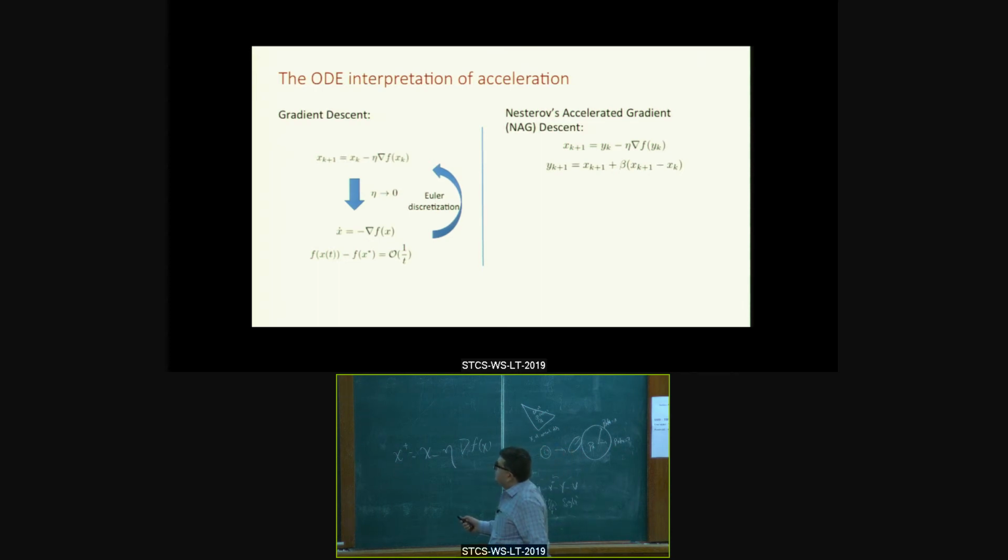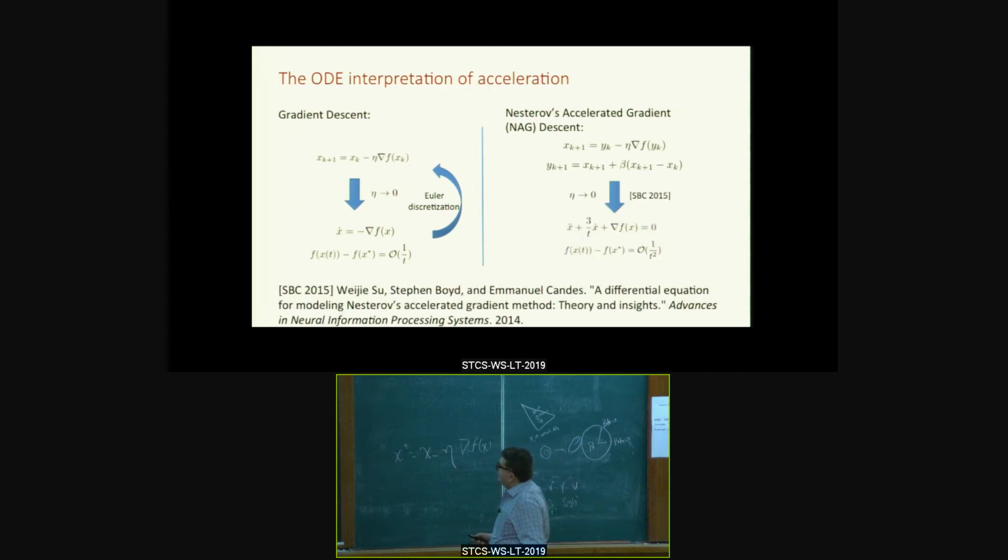So this one, xk plus 1, is yk minus eta times the gradient of f evaluated at y, right? But what is y? y is xk plus beta times xk minus xk minus 1, right? That's the momentum. And you have to choose these eta and beta parameters.